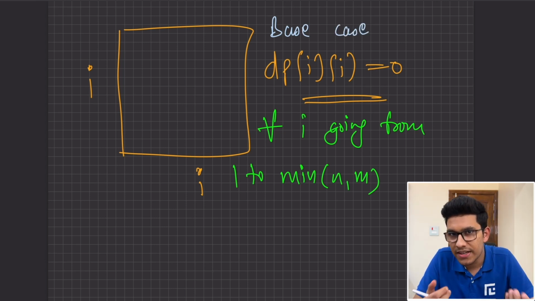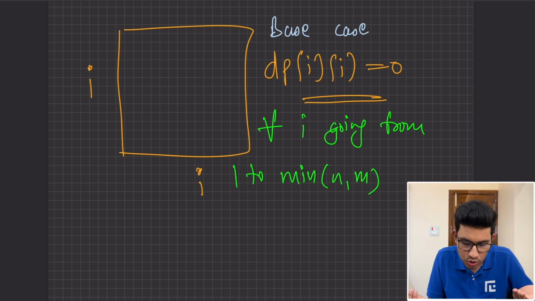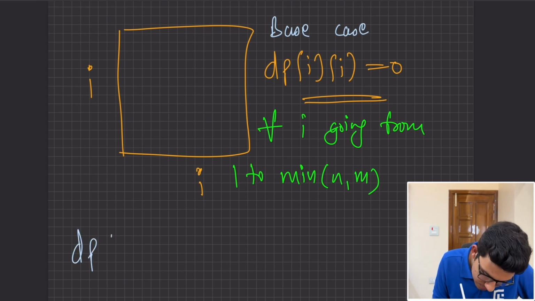See, in the problem statement, it is given that you have an A cross B rectangle that you want to convert into squares. So your final subproblem is simply dp of A cross B. This is the final subproblem.